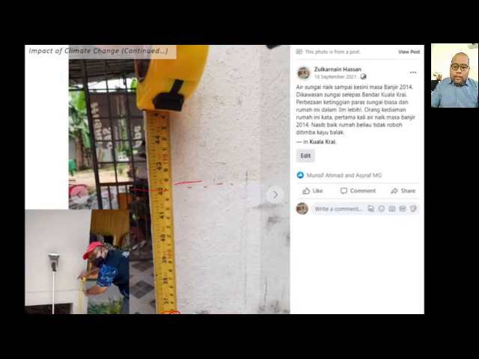And then I interviewed the residents, and most of them said this event had never occurred in their lifetime. Even the elderly men aged 80-90 years old said this was the first time it had occurred. So you can imagine what a disaster this flood was.